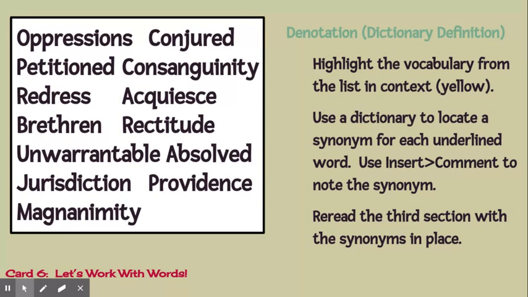Just as we've done before, you're going to highlight the vocabulary from the list in context in yellow in Section 3. You're going to use thesaurus.com to locate a synonym for each underlined word and use insert comment to note the synonym. And then you're going to reread the third section with the synonyms in place. I'm going to give you about 10 minutes to complete this activity.